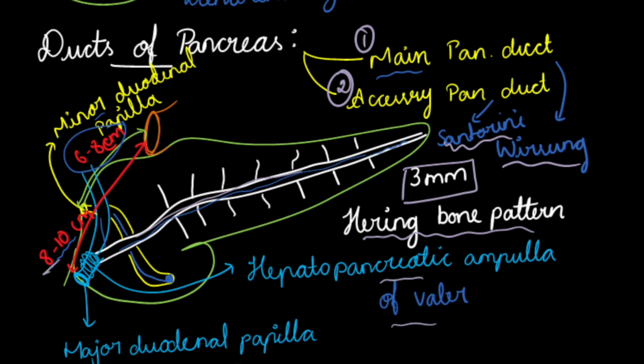away from the pylorus. Then comes our accessory pancreatic duct, which arises from the lower part of the head of pancreas, and it moves above and opens as the minor duodenal papilla, and this opening is exactly 6 to 8 centimeter away from the pylorus.